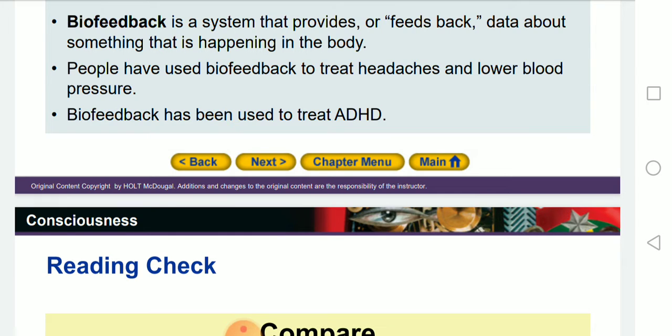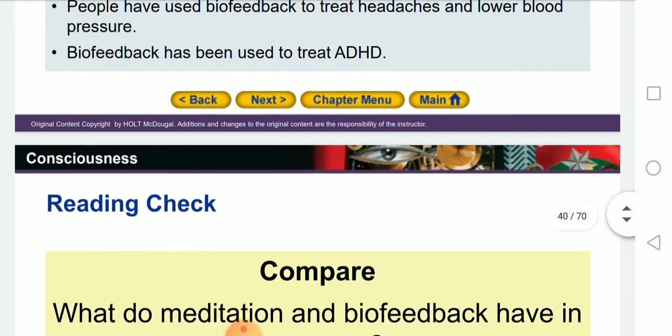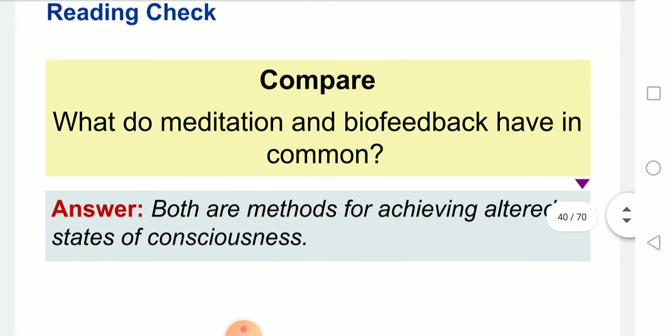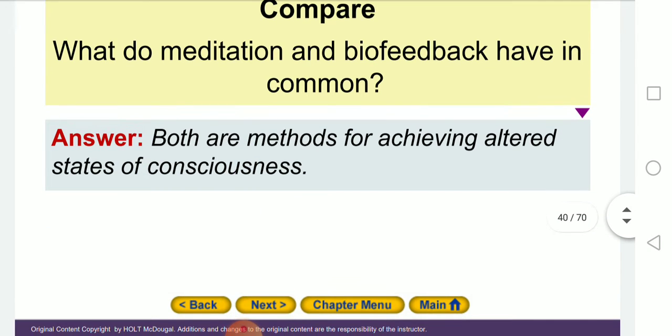A very important question to mention: in biofeedback, do I use drugs? Of course not. We are not using drugs. We have here a question. What do meditation and biofeedback have in common? Meditation and biofeedback have what in common, guys? Both are methods for achieving altered states of consciousness.